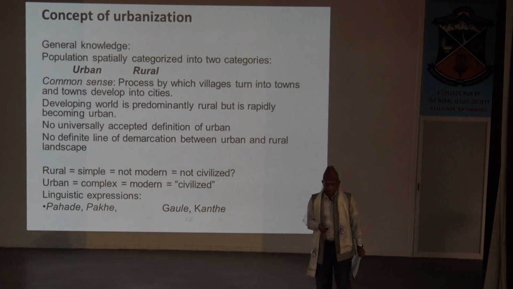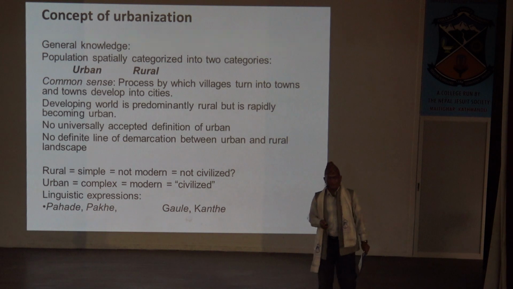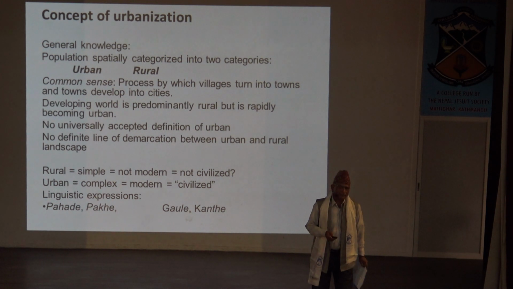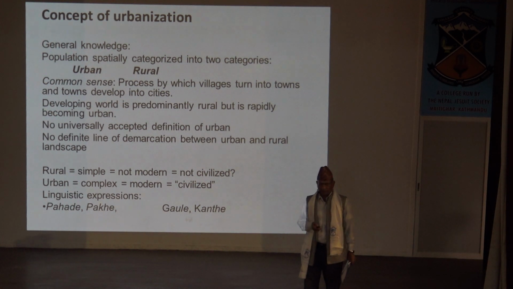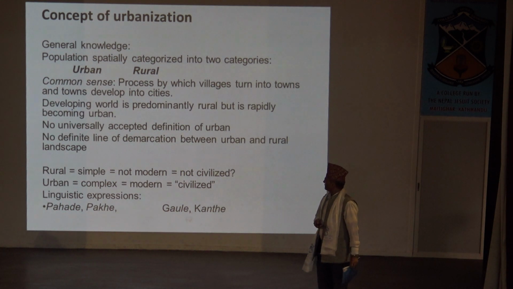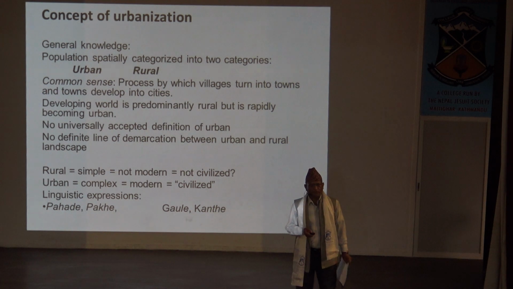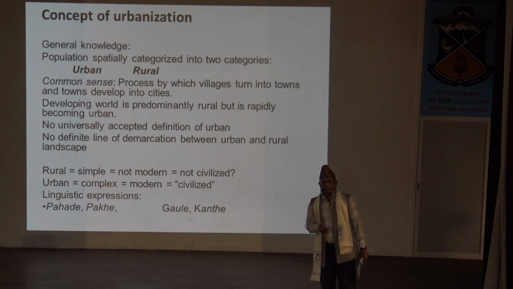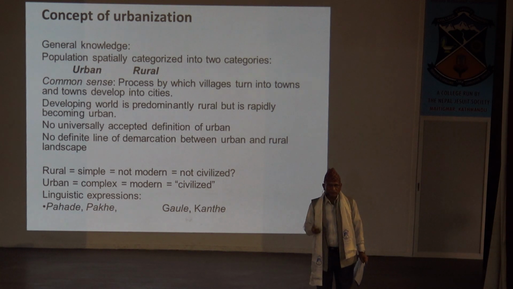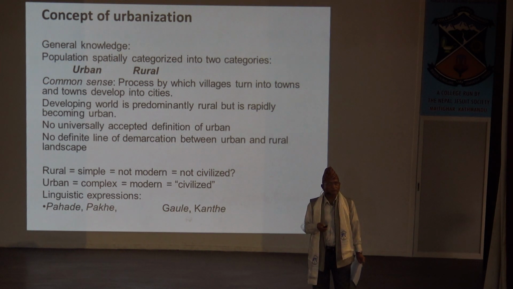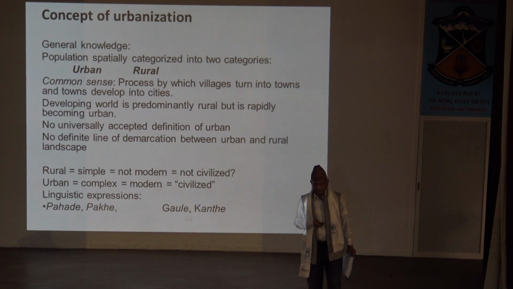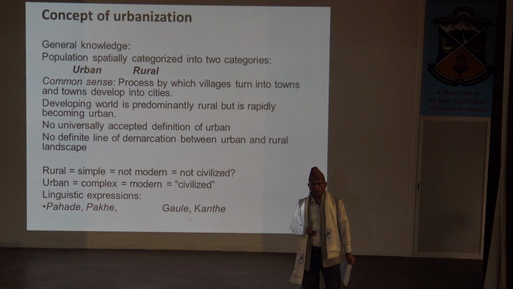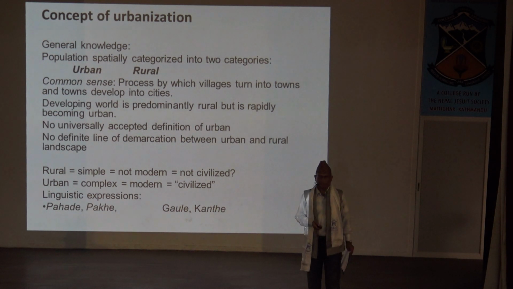Now, the concept of urbanization. I'm a student of geography. What we do is categorize places into 2 categories, rural and urban. There are 2 ways to define what is urban. One way is as a process, by which villages turn into towns and towns develop into cities. That's what we call the process of urbanization. And what is commonly understood is that the developing world is predominantly rural and the developed world is predominantly urban. That's the common-sense understanding, although we can always deviate on that.